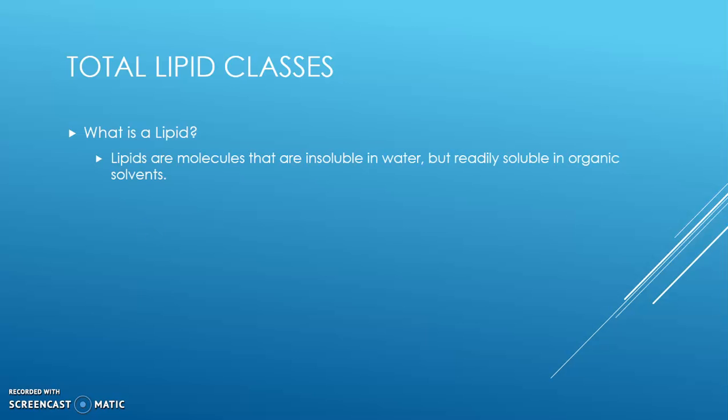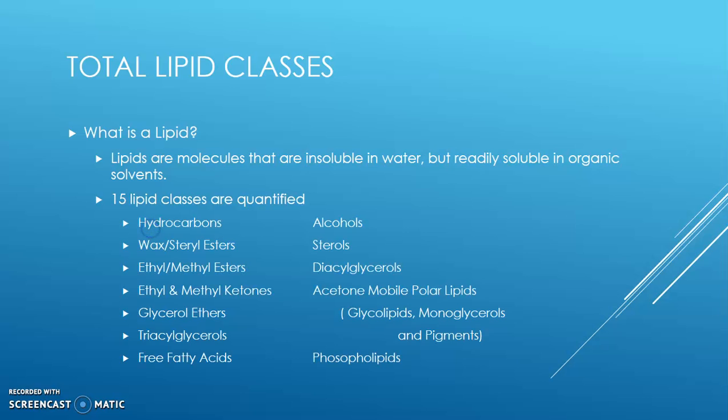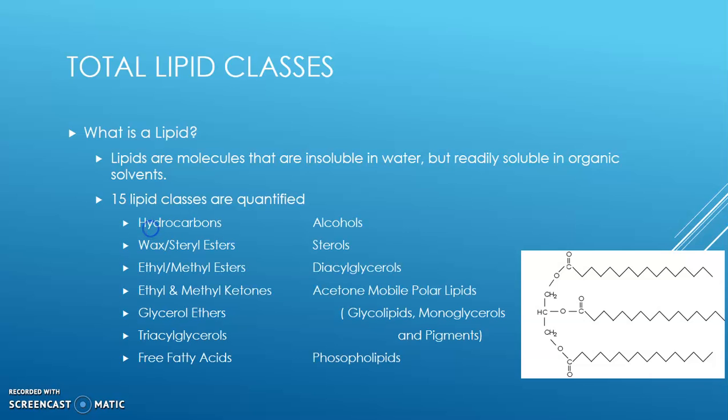Lipids are molecules that are insoluble in water but soluble in organic solvents. Lipids are found in all aspects of the environment, and we look at everything from fish to zooplankton to phytoplankton. I am even able to look at lipids dissolved in seawater itself. If it has come from the ocean, we have probably looked at it in terms of lipid composition. As a lab, there are 15 lipid classes that we quantify. This is an example of a triacylglycerol, one of the more abundant lipid classes that we look at.